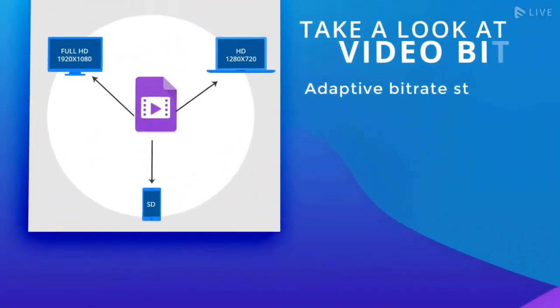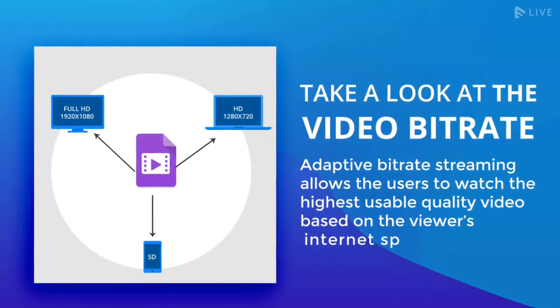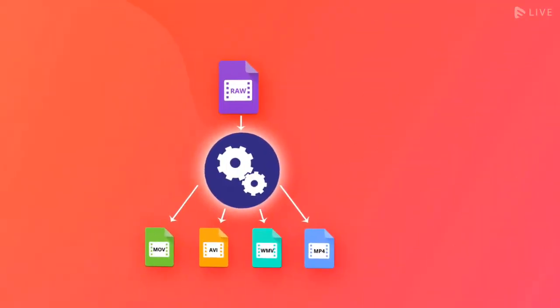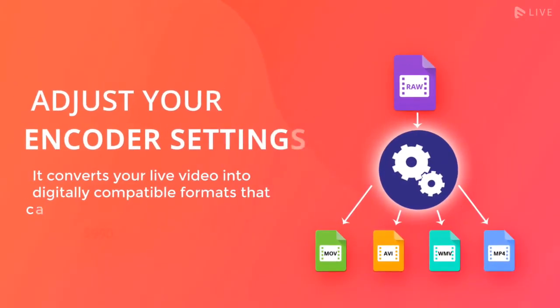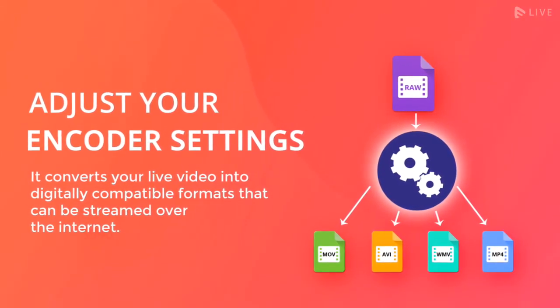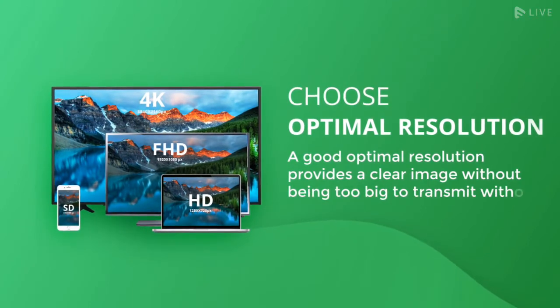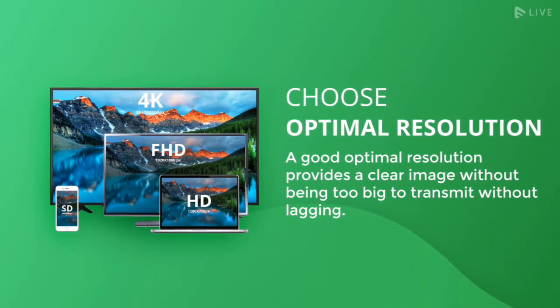Take a look at the video bitrate. Adaptive bitrate streaming allows users to watch the highest usable quality video based on the viewer's internet speed. Adjust your encoder settings. It converts your live video into digitally compatible formats that can be streamed over the internet. Choose optimal resolution. A good optimal resolution provides a clear image without being too big to transmit without lagging.